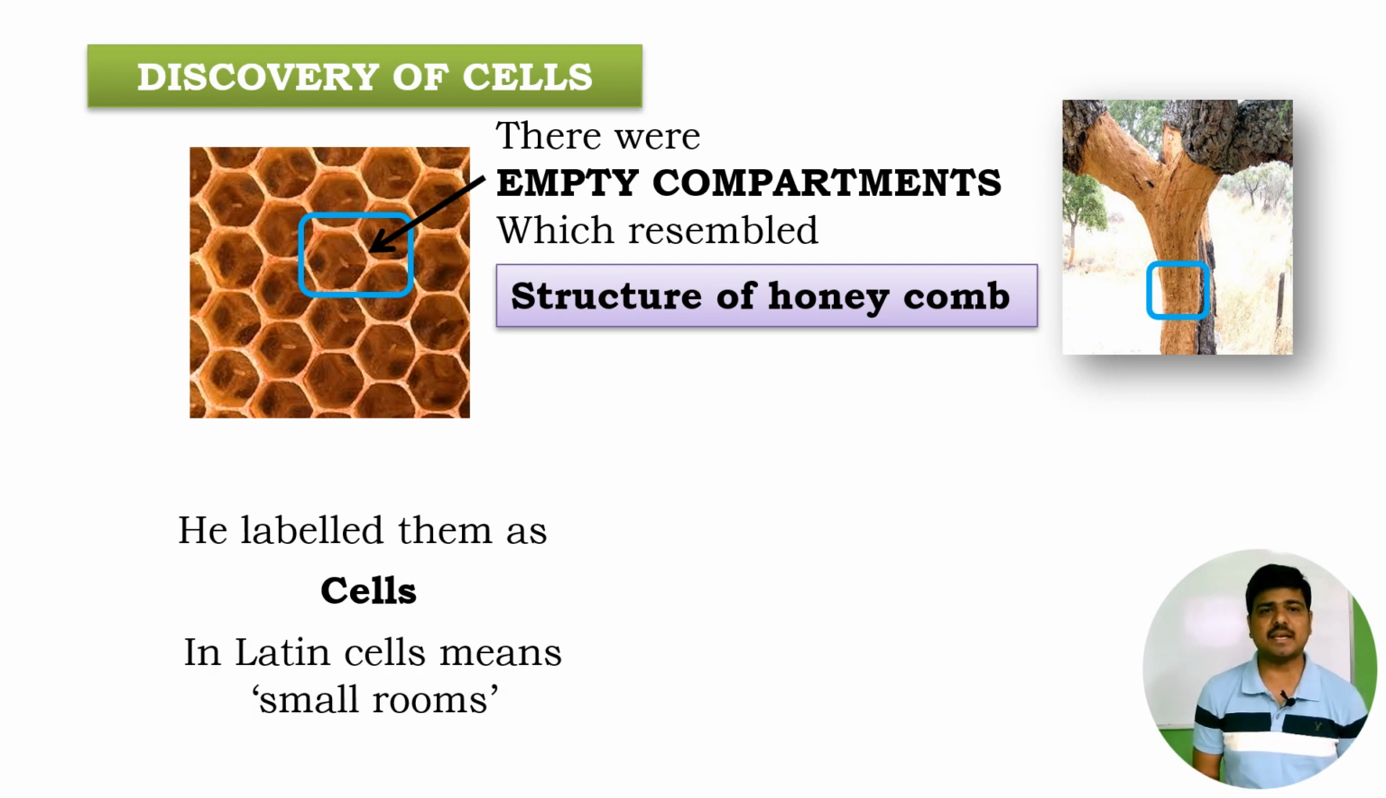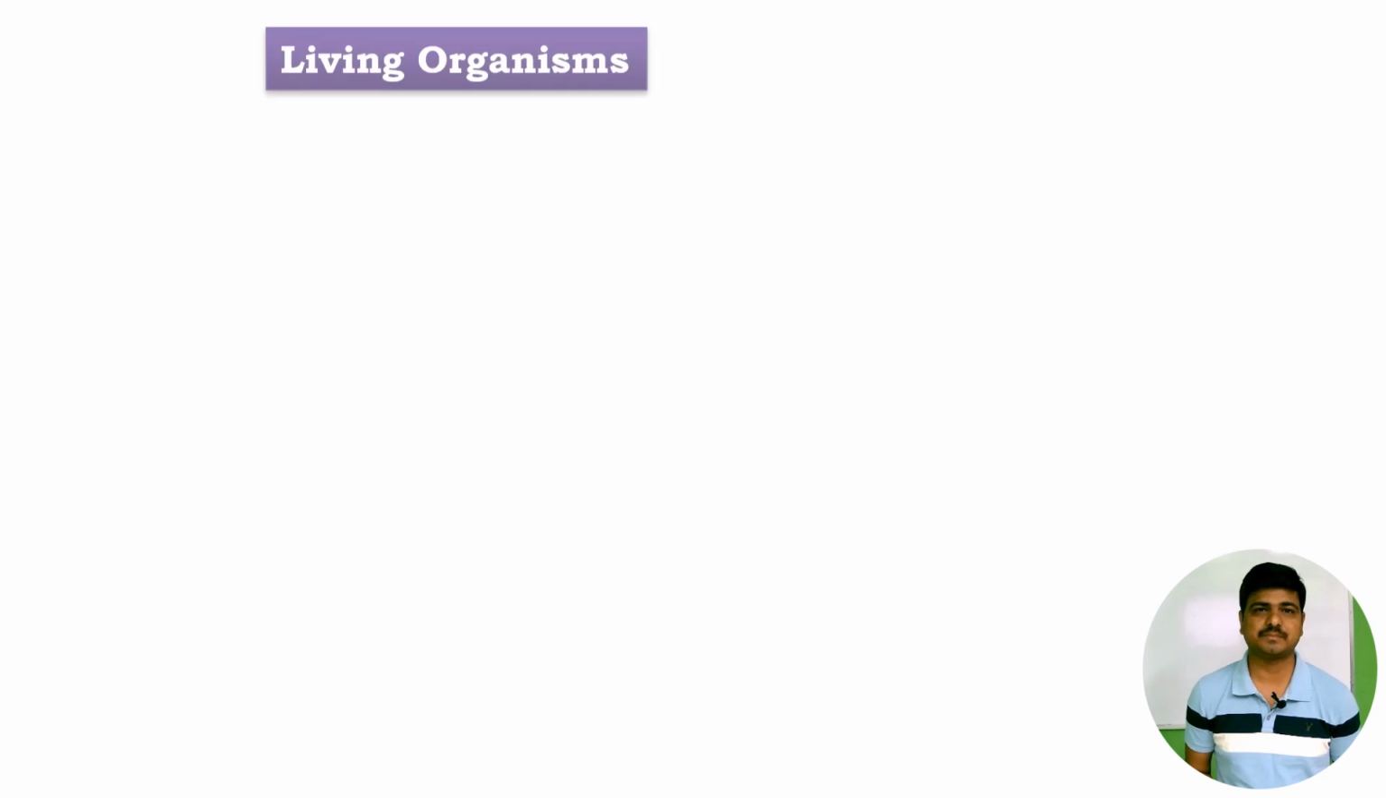The Latin word cella means small rooms. Doesn't it look like a small room? It looks like an empty compartment or a small room. That's why Robert Hooke labeled them as cells. And this is how we can say the discovery of the cell took place in the year 1665. And who did it? Yes, Robert Hooke.